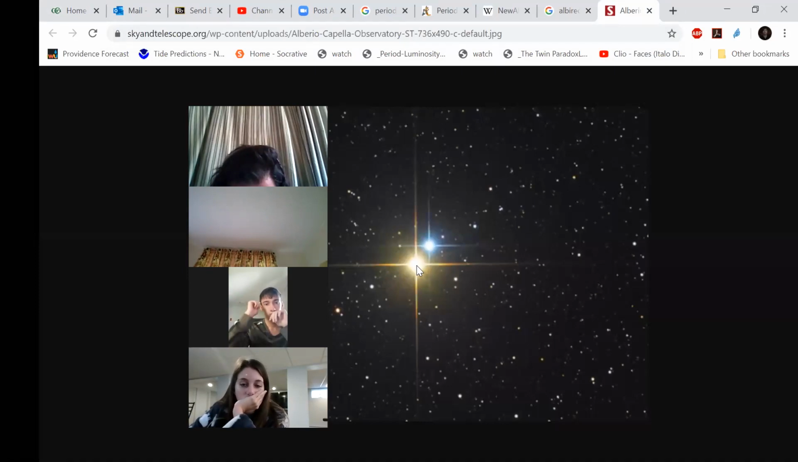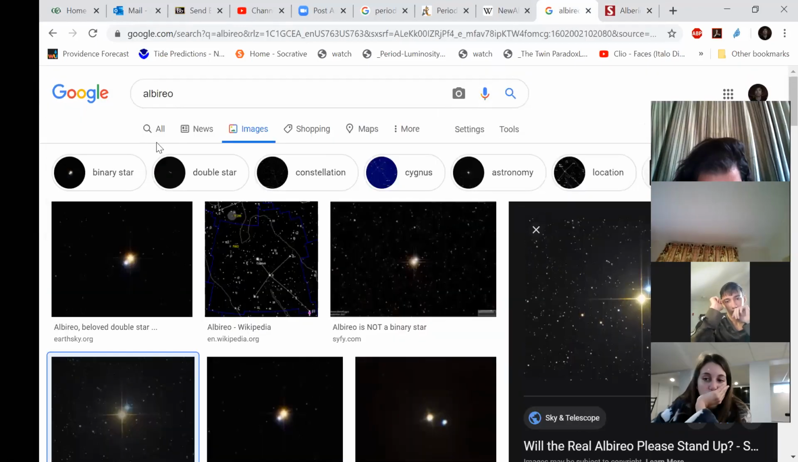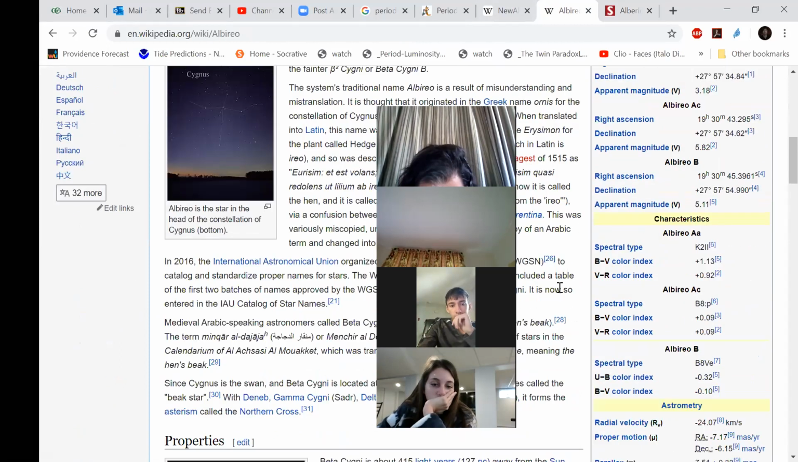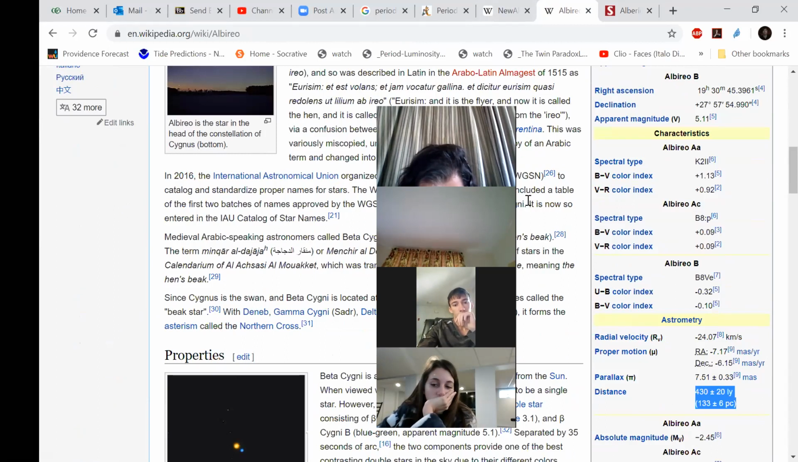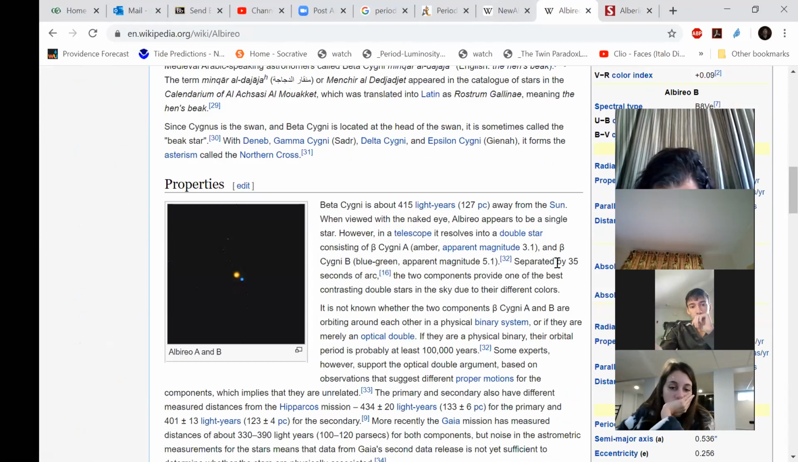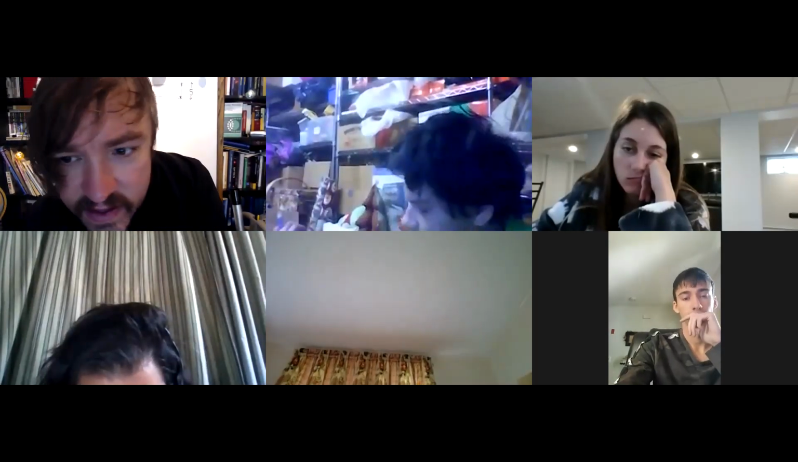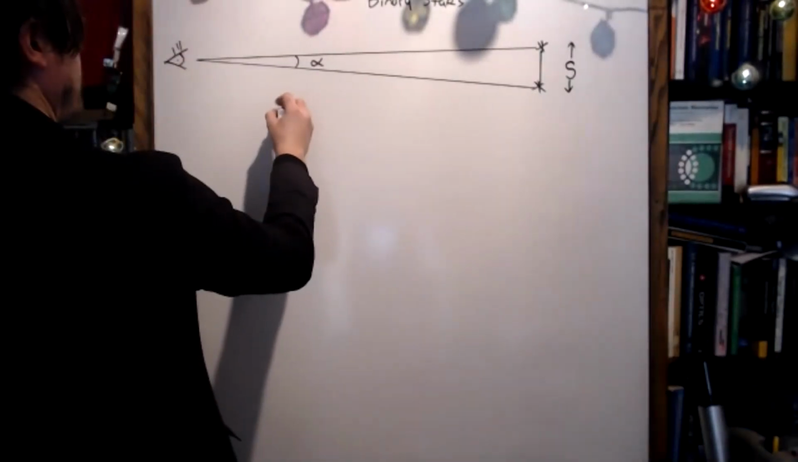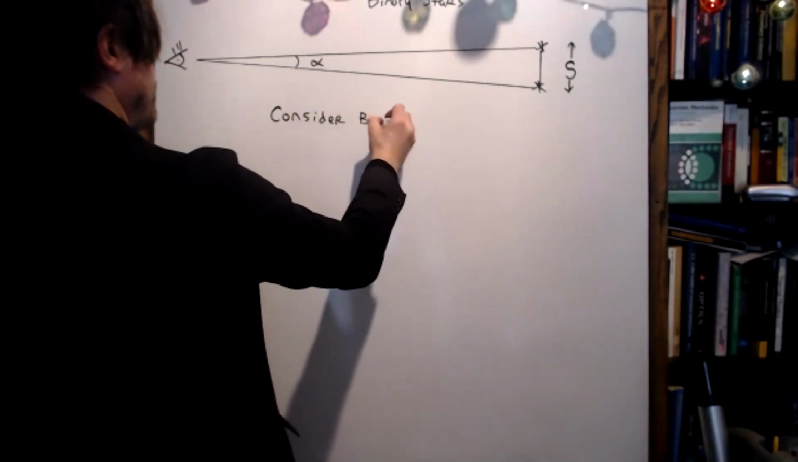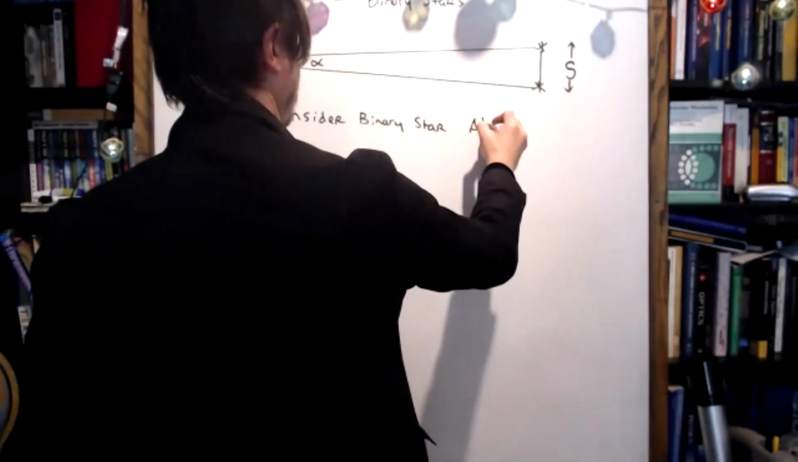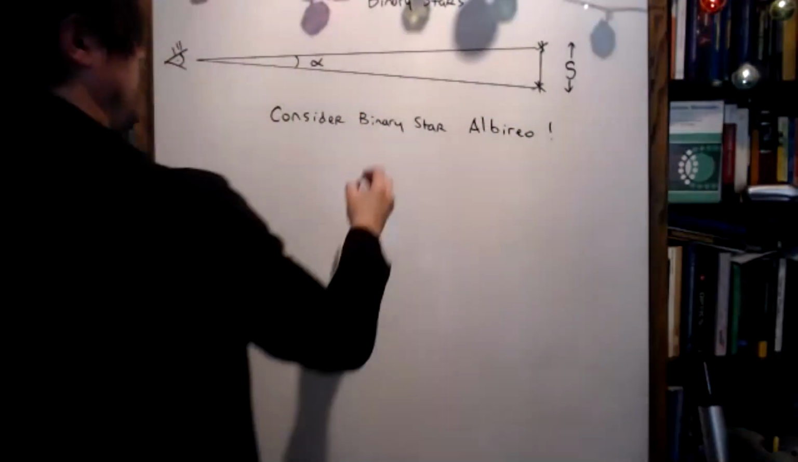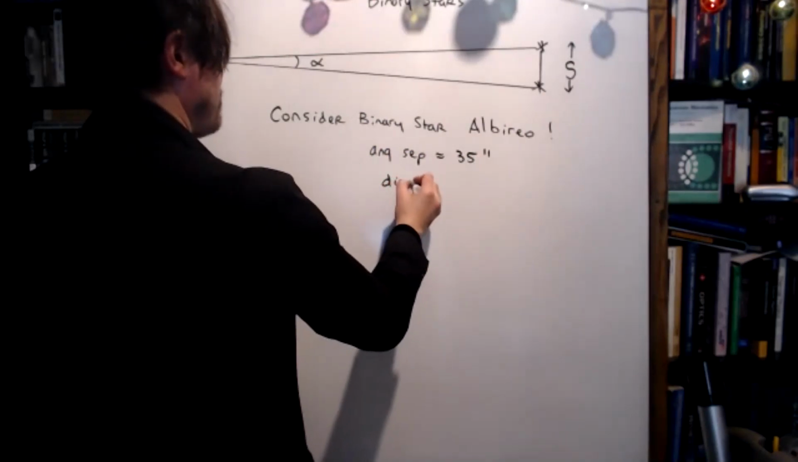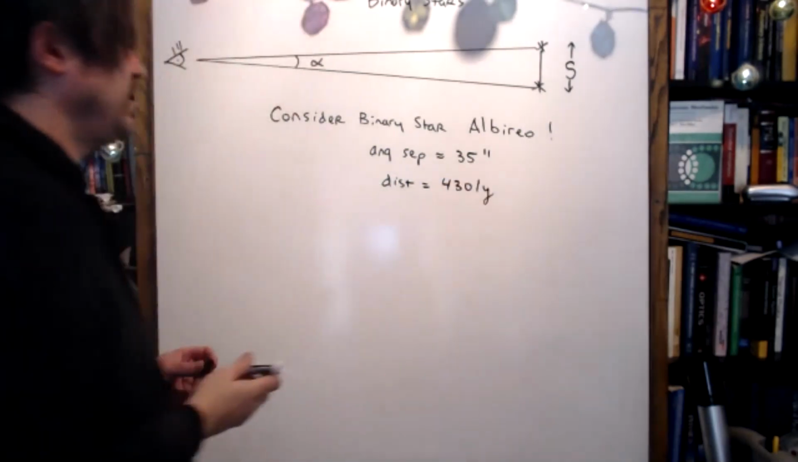I believe these two stars are separated by 35 arc seconds, and their distance away, if I can remember this, 430 light years. And let's make sure they're separated by, yeah, 35 seconds of arc. So let's try this as a sample problem, and let me explain what I want us to do, okay? For starters, let's consider the binary star known as Albireo. The angular separation is about 35 arc seconds, and the distance is 430 light years away.